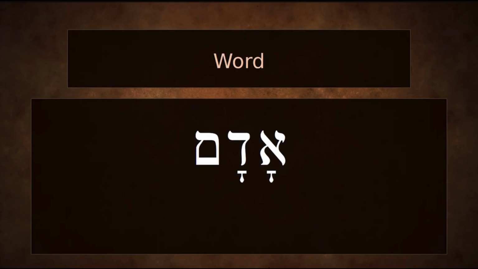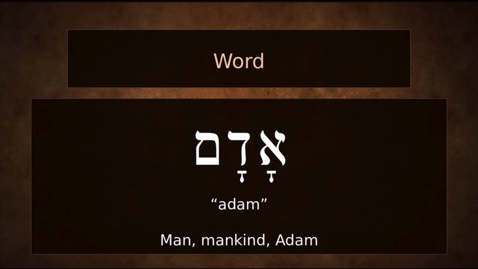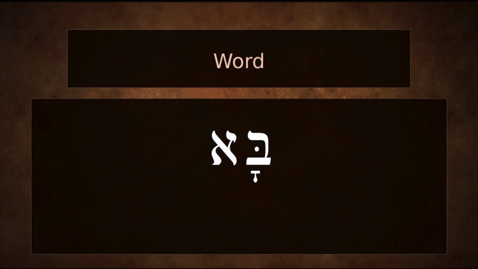It is spelled aleph, dalet, mem. This word is pronounced Adam. Adam means man. Adam is also a name, the name of the first man in the Bible, Adam. This word is spelled Beit Aleph, and it is pronounced Ba.